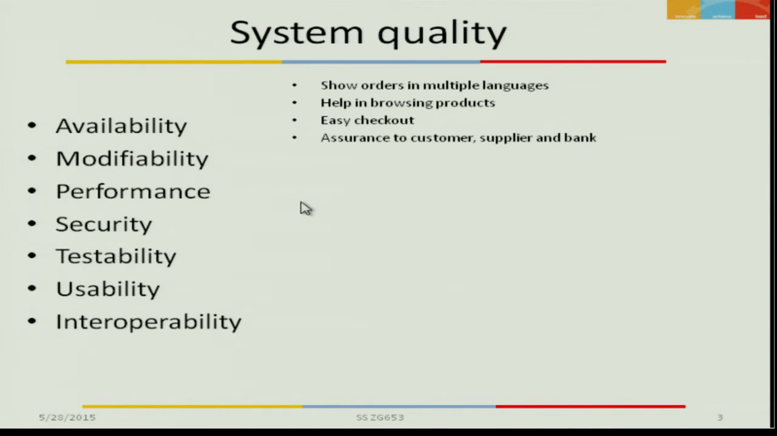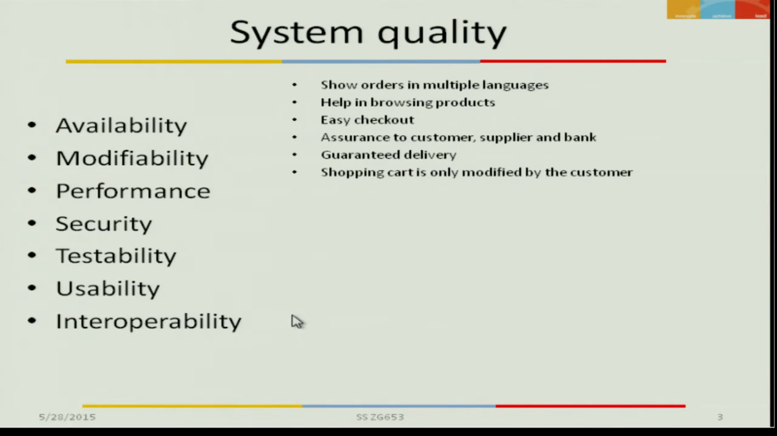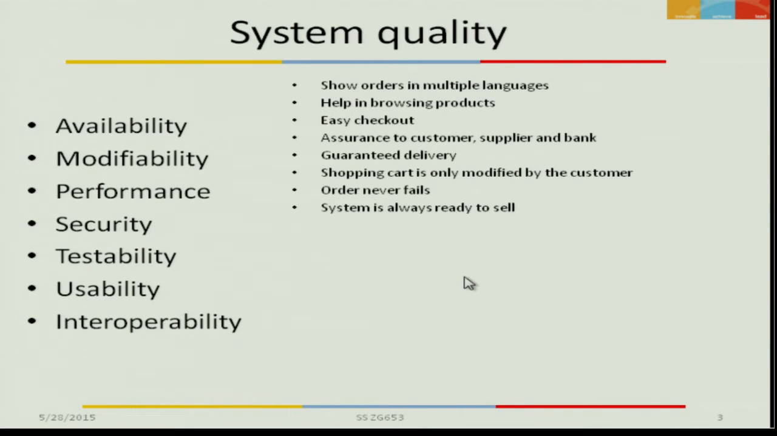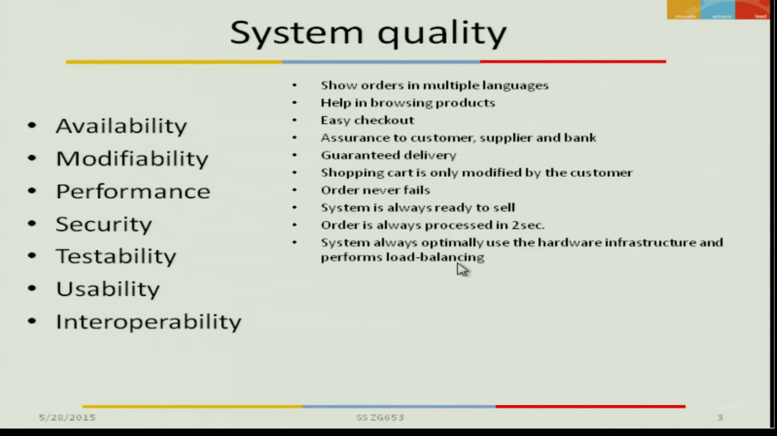Assurance to customer, supplier, and bank that the transactions are all faithful and correct. This is clearly a security requirement. Delivery is guaranteed. Again, it is about both security as well as availability. Shopping cart is only modified by the customer. That's again security. Order never fails. That's about availability. System is always ready to sell. That's also availability, and so on. Order processing takes 2 seconds. It's a performance requirement.